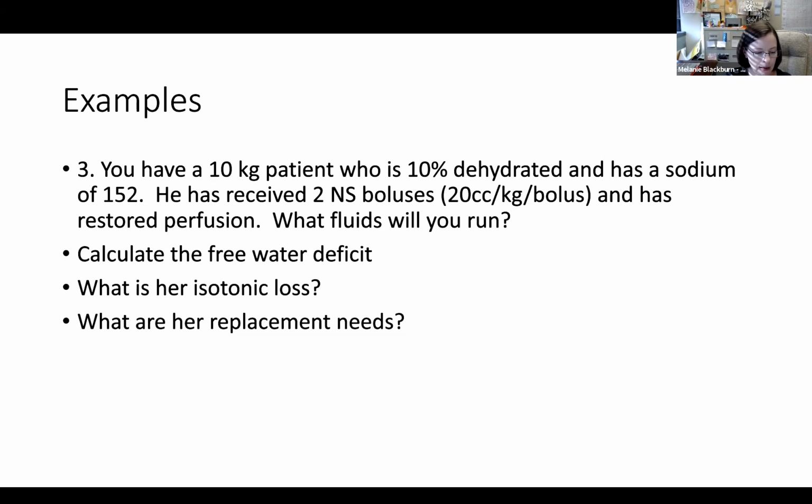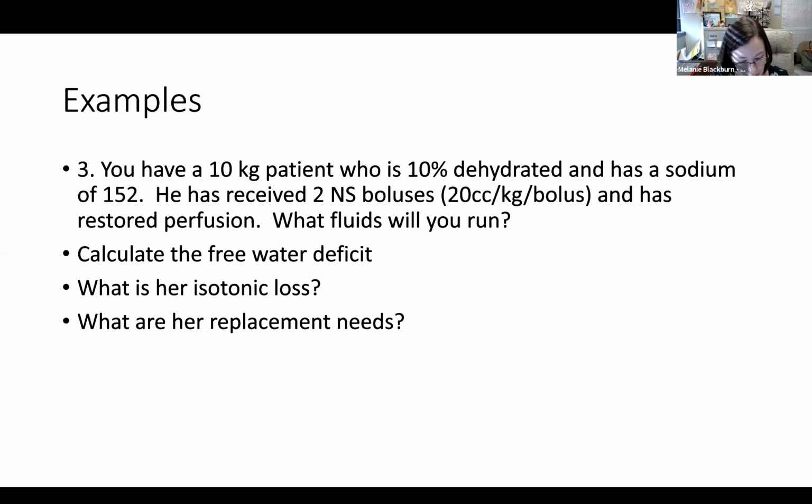I know we're at time. Does anyone have any questions about dehydration or doing fluid calculations? So where did you get the 486 from again? If you subtract, sorry, I tapped in the wrong thing here.